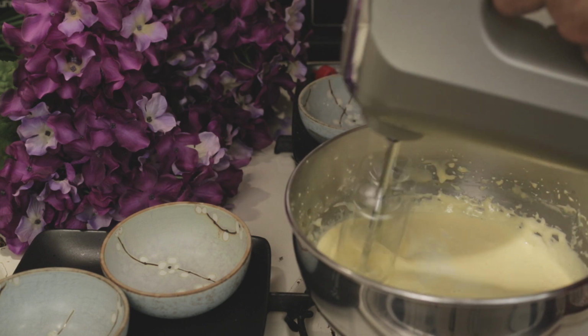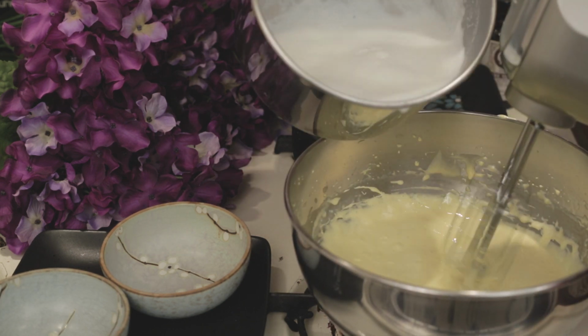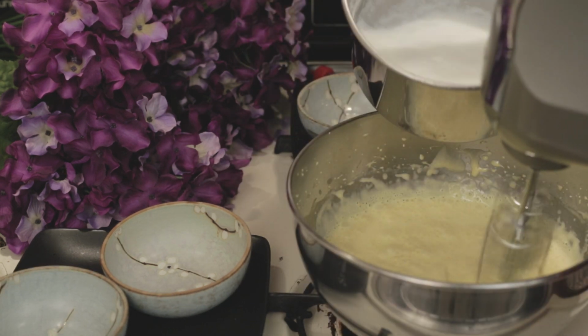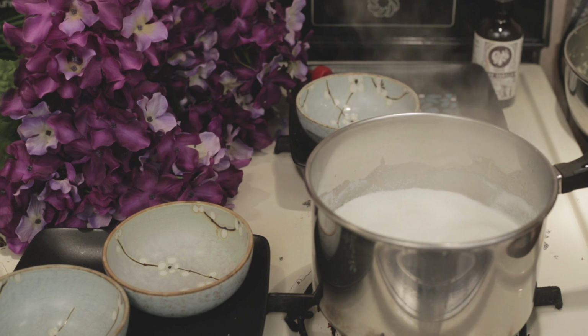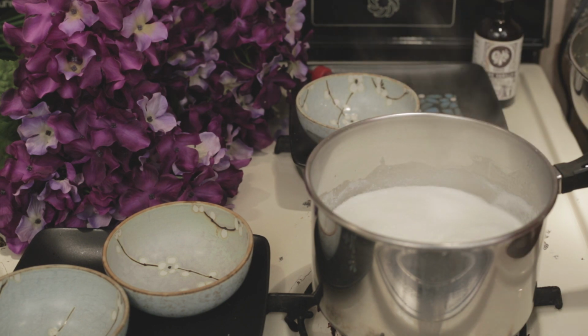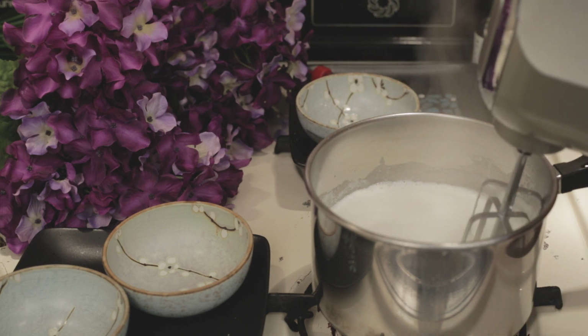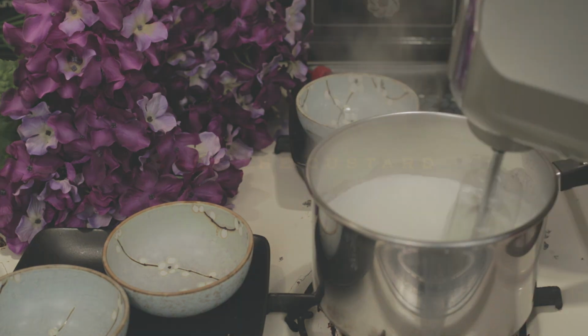Temper the eggs with 1/3 to 1/2 of the boiling milk. Do not add the remaining milk. Bring the remaining milk back to the boil. Once the milk again boils up the sides of the pan, start the electric hand mixer.